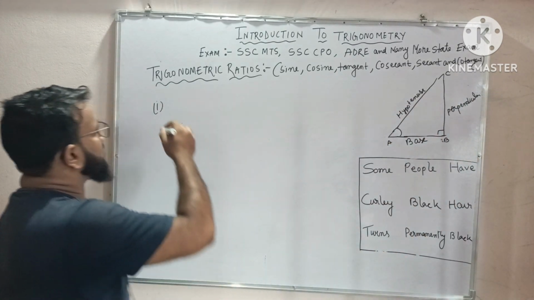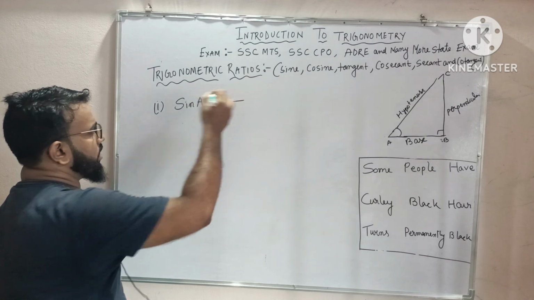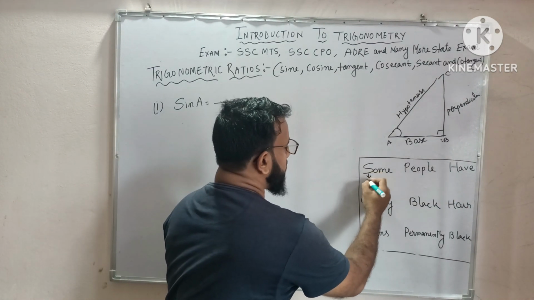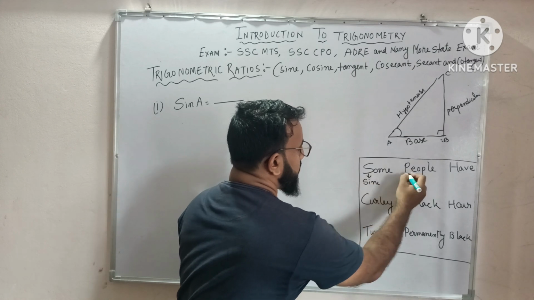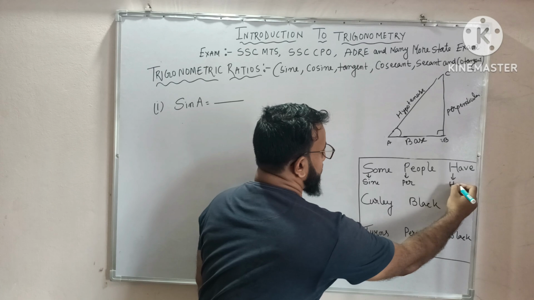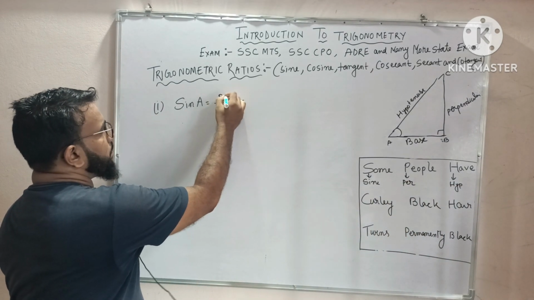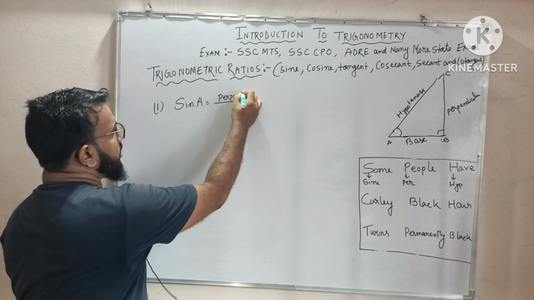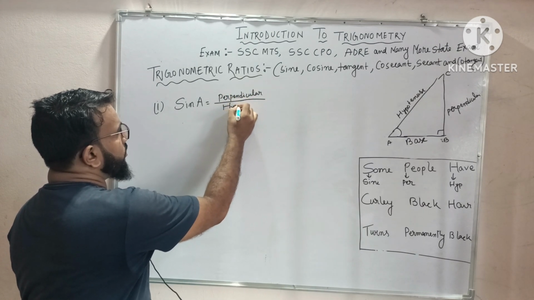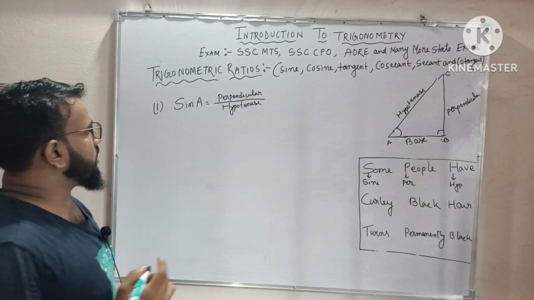like sine of angle A. What is the sine of angle A? Some people have, so S denotes sine, P denotes perpendicular, H denotes hypotenuse. So sine will be perpendicular by hypotenuse. This you have to understand.